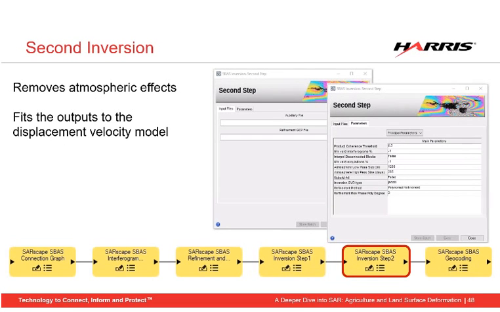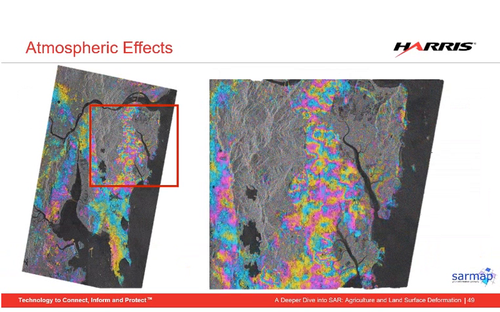The second inversion is the final SBAS processing step to fit all of our scenes to the chosen velocity model. This step also removes the atmospheric effects in all of our scenes. And because I've brought up that term a bunch of times, let's take a look at what it actually looks like.